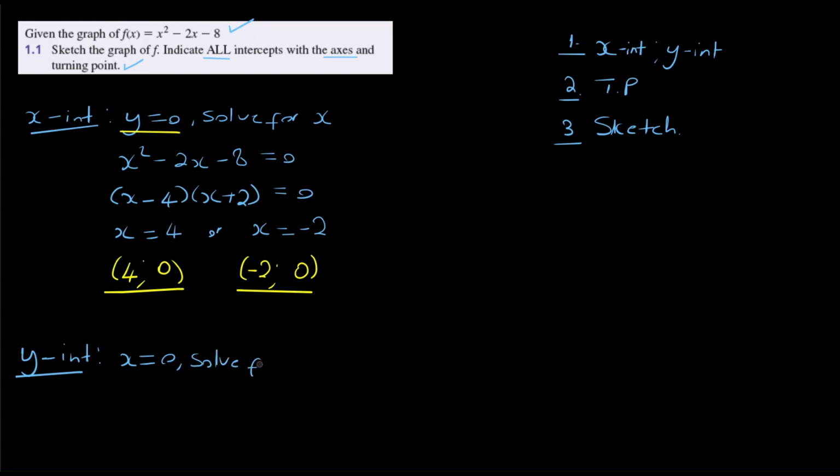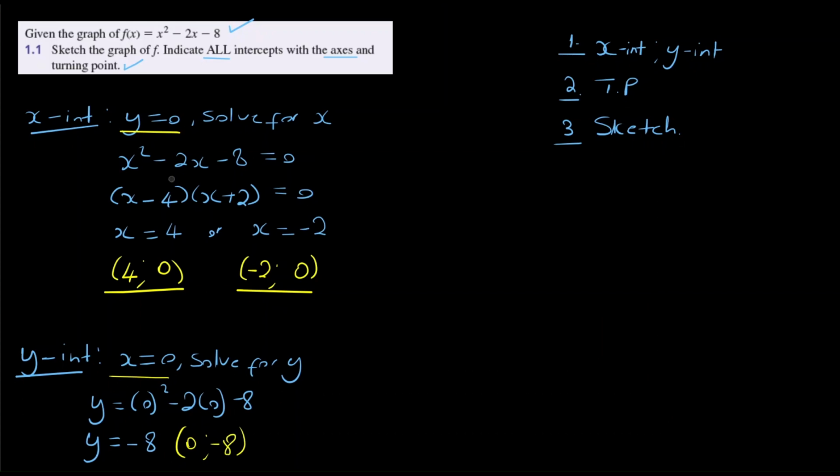And we solve for y in our equation, meaning that y is equal to 0 squared minus 2 times 0 minus 8. Therefore, y is equal to 0 squared, which is 0, minus 2 times 0, which is 0. Therefore, we'll be left with negative 8. And we have to write this in coordinate form. We said x is equal to 0, so our x coordinate will be 0, and our y coordinate will be negative 8.